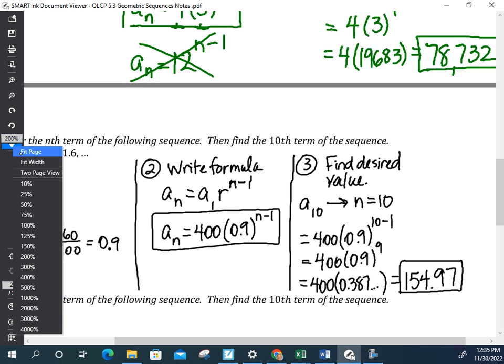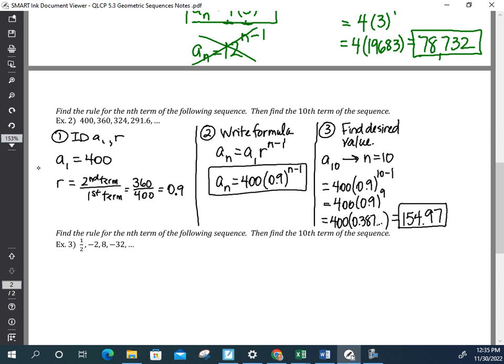But as you can see, that's the same exact operating procedure. Identify A1 and your R value, write the formula, find the desired value. It's simple as that. Do not make it harder than what it is.